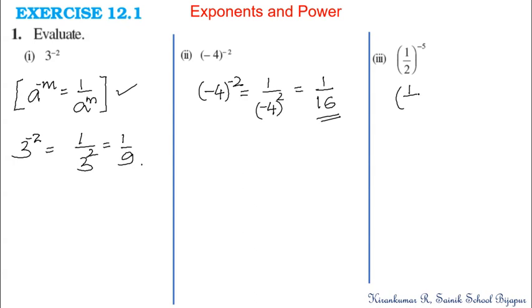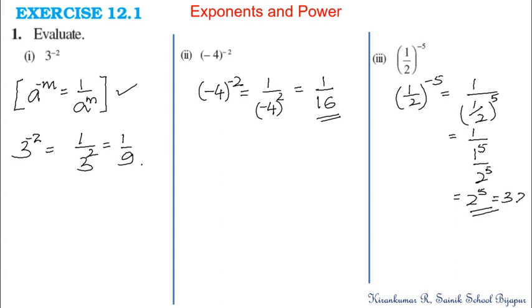this 1 by 2 to the power minus 5 is same as 1 upon 1 by 2 to the power 5. We can write this as 1 to the power 5 upon 2 to the power 5. This denominator's denominator will be written as a numerator. So the result is 2 to the power 5, which is 32.